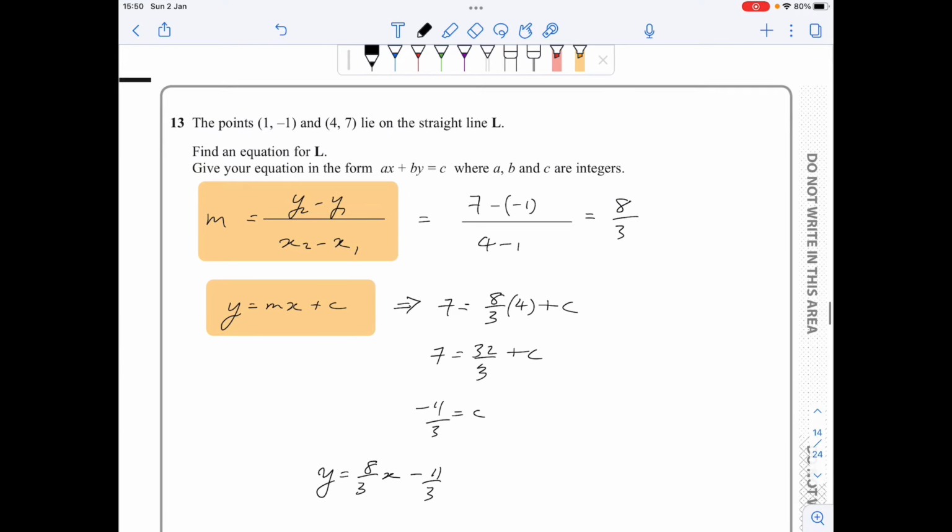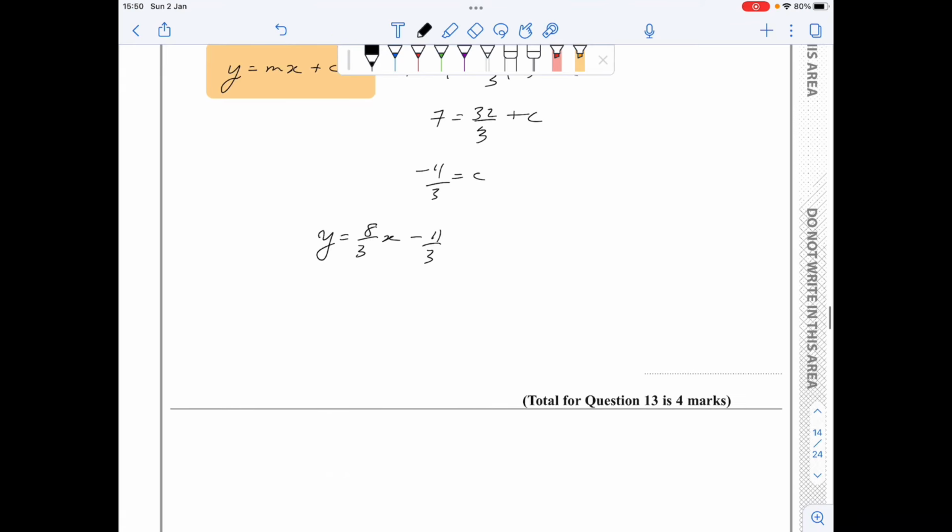Now I want to put this in this form, where a, b, c are integers, and then I want x and y on the same side. So I'll multiply this by 3, and I get 3y equals 8x minus 11. And then I'm going to take everything to one side, so I get minus 8x plus 3y equals minus 11. Or I could put it in the reverse sides and I get 8x minus 3y equals 11. Any of the two is an acceptable answer.